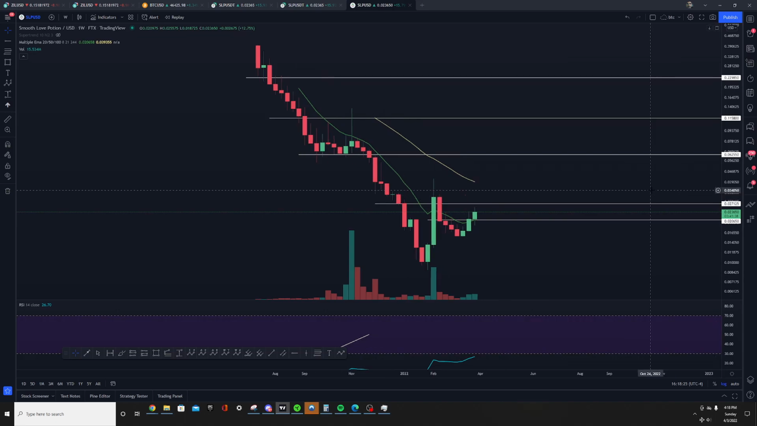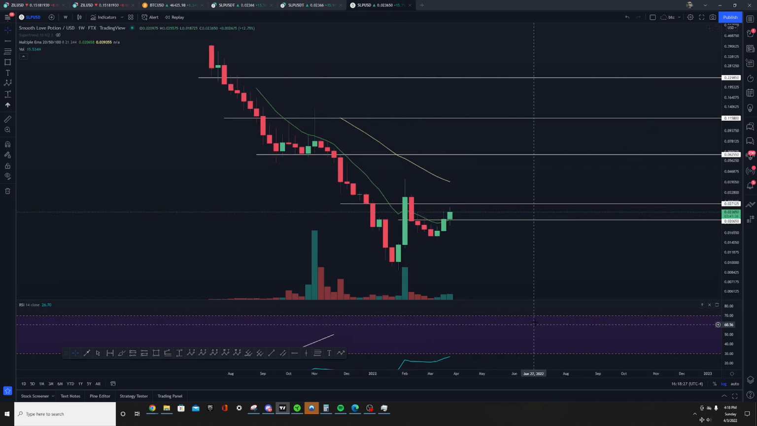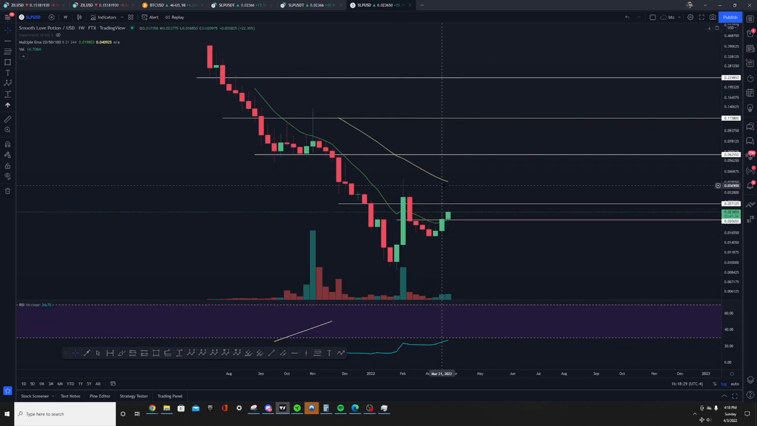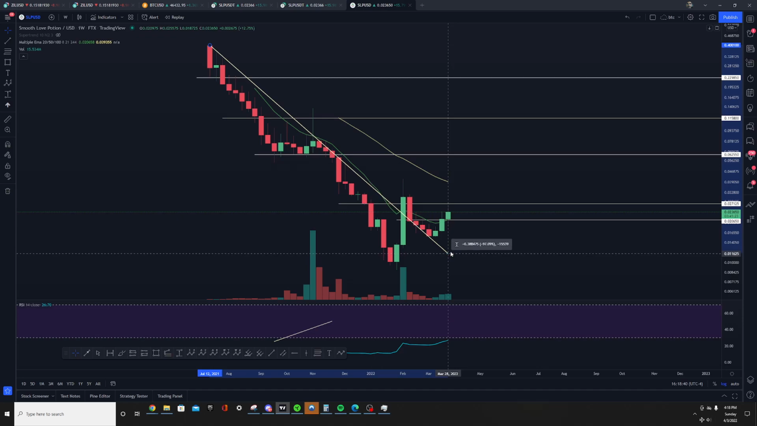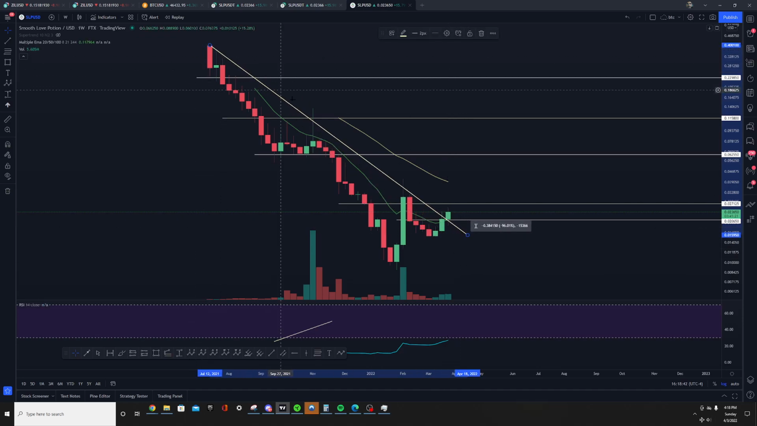Weekly looks fine. I like how we regained the 8 EMA, and then this is the 21 slowly creeping up, just making higher lows. We're trying to break trend. See, we broke one trend, back tested. Now we're trying to break the second trend. It looks like it already broke out, so that's good. That's really good.